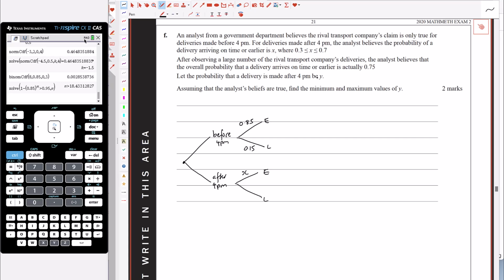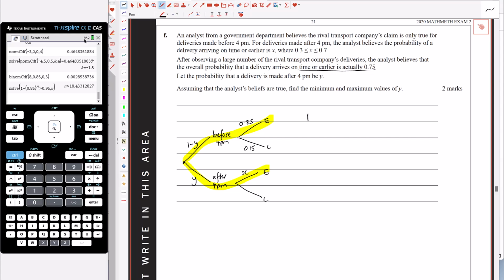Let the probability that a delivery is made after 4 p.m. be y. Okay, so that's 1 minus y up there. We know the equation is going to come from the fact that we know the probability of a delivery arriving on time or earlier to be 0.75. So the delivery can be before 4 p.m. and on time or earlier, or after 4 p.m. and on time or earlier.